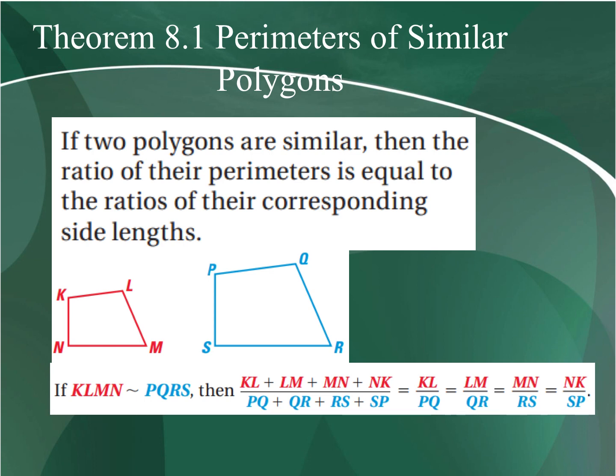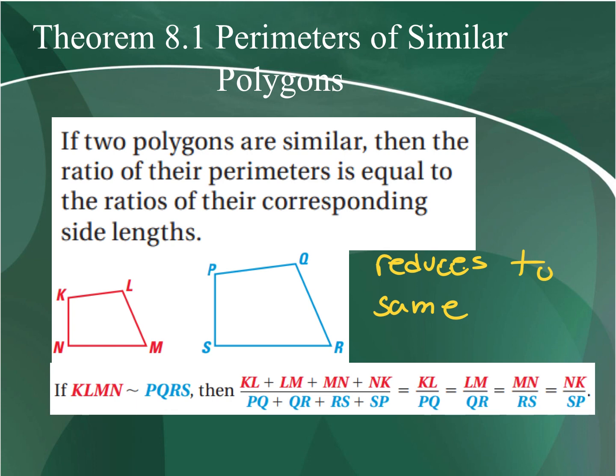So now we have theorem 8.1, the perimeters of similar polygons, which is if two polygons are similar, then the ratio of their perimeters is equal to the ratio of the corresponding side lengths. This is what we were talking about earlier, that the scale factor that we find based on the sides is going to be the same as the perimeter ratio. So it reduces to the same. That's the key word, the fact that it reduces to the same length.